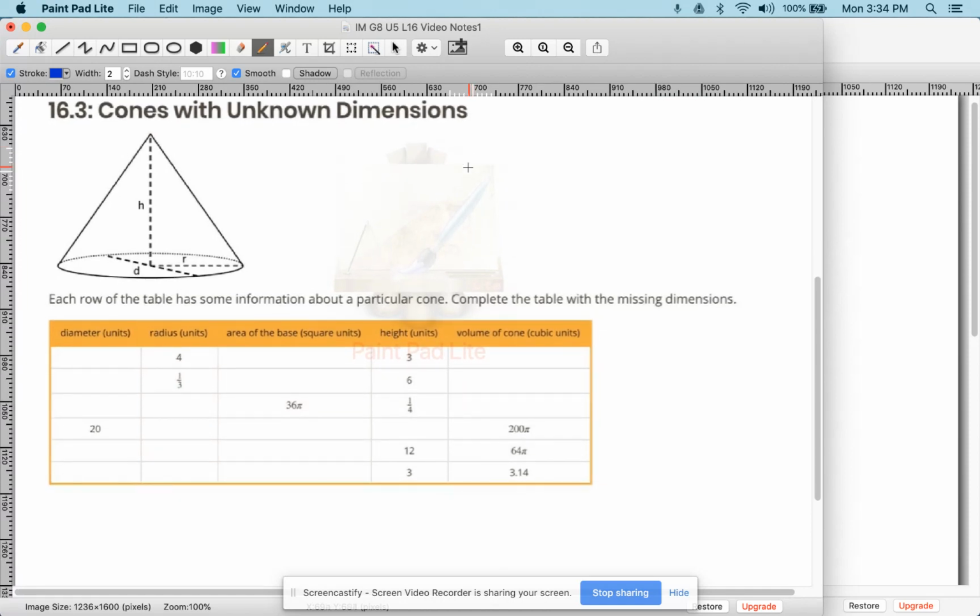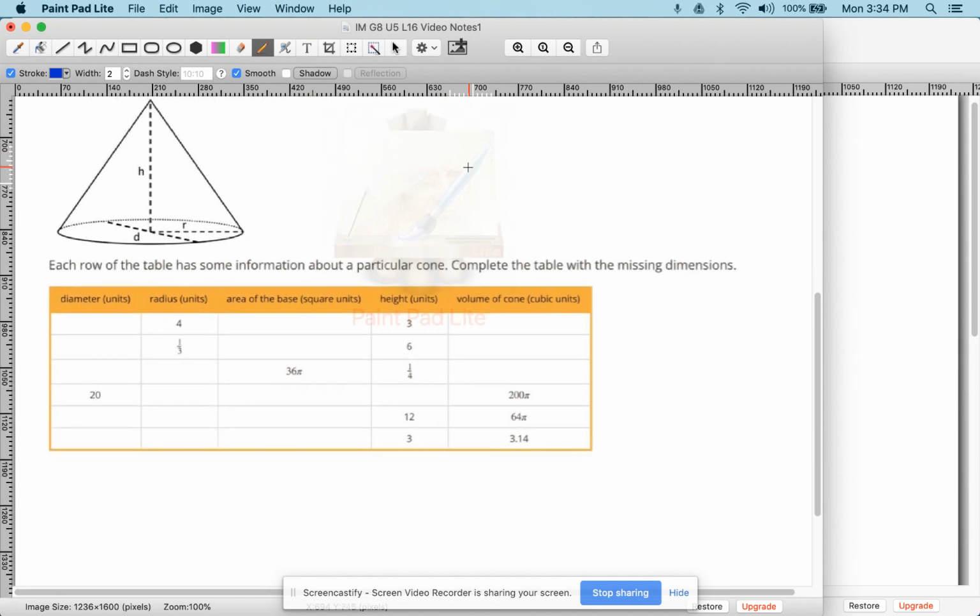So section 3 has cones with unknown dimensions, and it shows a drawing of a cone, and it says each row of the table has some information about a particular cone. So each row is a different cone, and they want us to complete the table with the missing dimensions. So we're going to start just plugging in numbers and doing a lot of math. Every single one of them is going to start with the formula, volume equals 1/3 times pi times radius squared times height. And in this first row, they gave us the radius and they gave us the height.